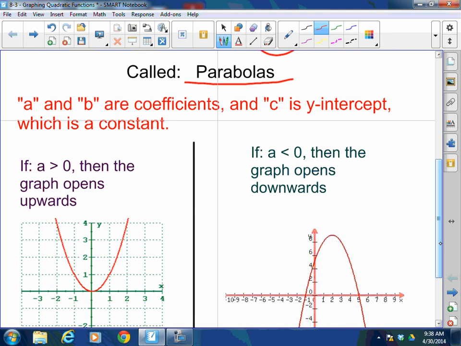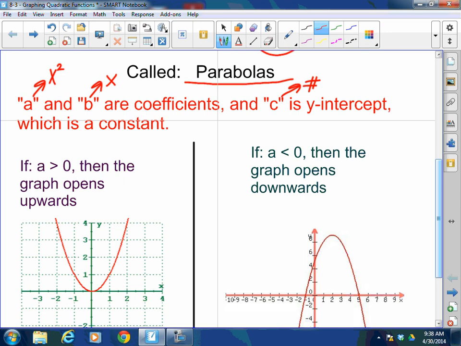The a and the b are coefficients. That means that they are being multiplied to variables. A is always attached to the x squared. B is always attached to the x. C is a number. C is a constant. It's a number all by itself. It's the y-intercept, and it has no exponents.